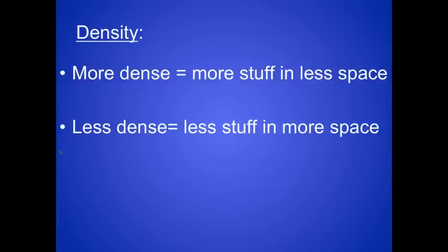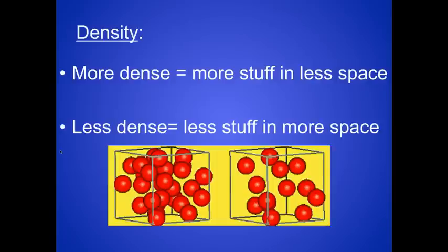So if you're to say that something is more dense, it has more stuff in less space. And I'm using the words stuff and space like mass and volume. So there's more mass in less volume. And if something is less dense, it has less stuff or less mass in more space. So it's going to be maybe a bigger object but with less mass. It's going to feel lighter. So in this case, there's more matter in the one on the left, and so that's what makes it more dense.